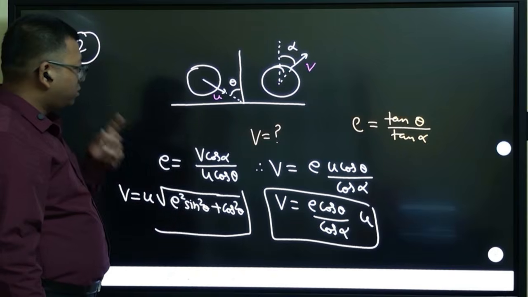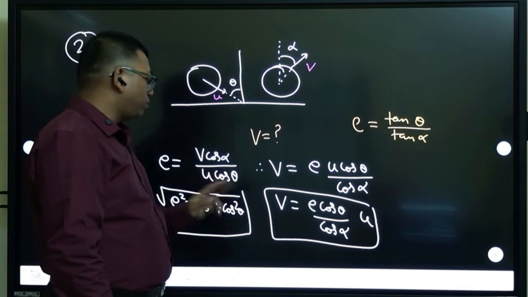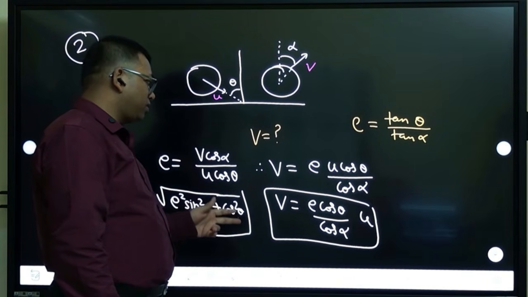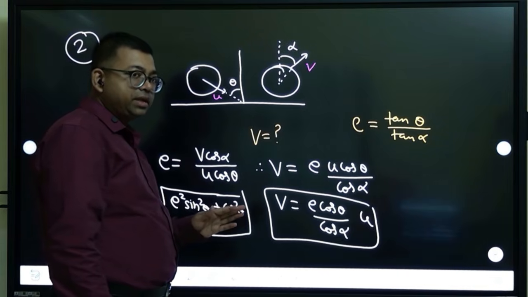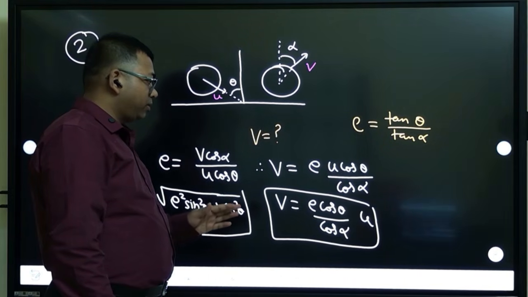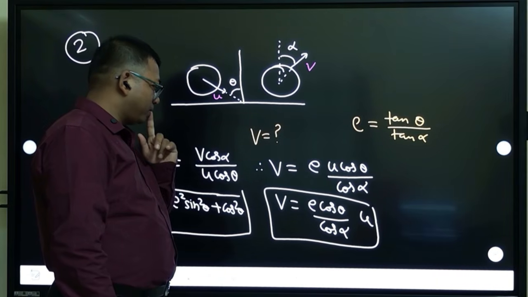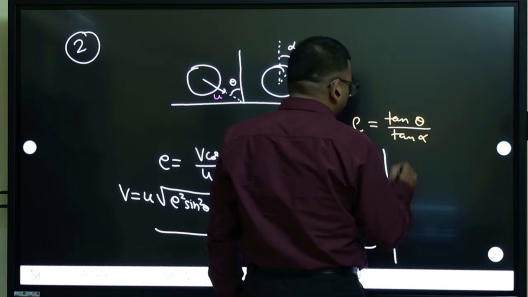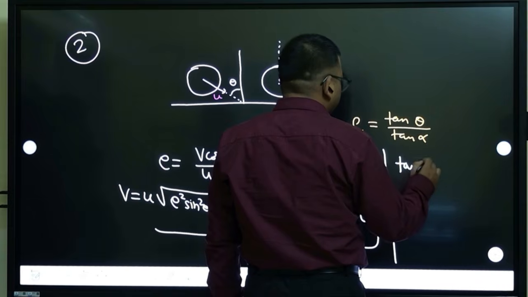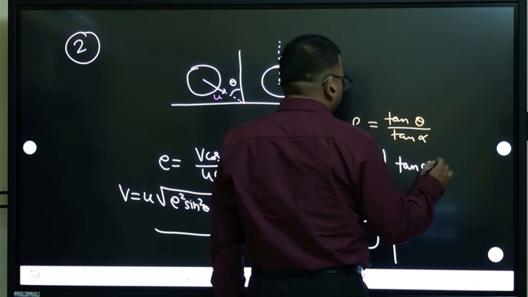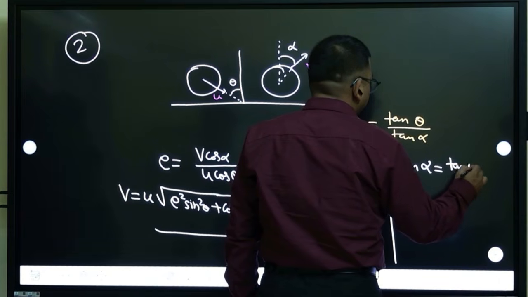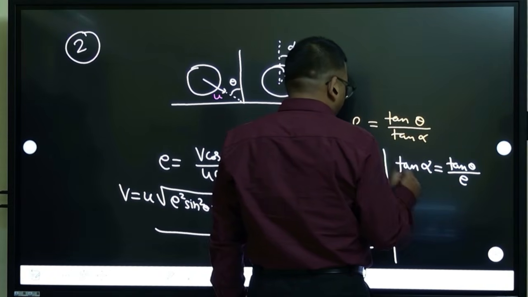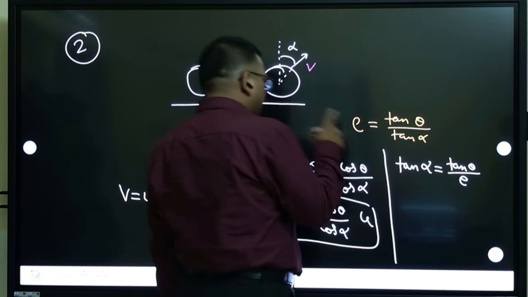Okay, that means you remove alpha here. That means you got the answer, but alpha you try to eliminate here. That is the idea. Correct now? Alpha you try to eliminate. How to eliminate alpha? So tell me from here, what is tan alpha? Tan alpha becomes tan theta by E. Correct? It is right.